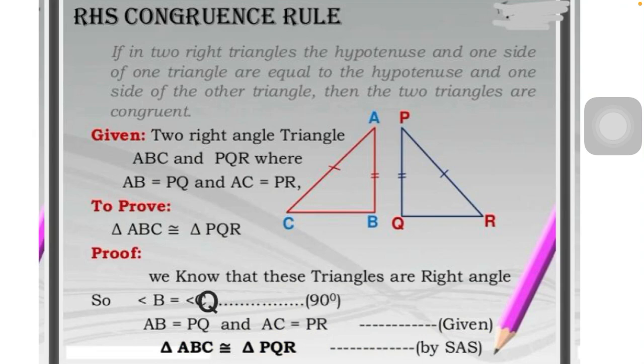So for that, what will I write? I will write first my angles, angle B and Q, which are 90 degrees. Then the given sides which are equal, that is AB equals to PQ and AC equals to PR. Then I will write that my triangles are congruent by RHS rule. So this is it, everyone. These are the types of congruency rules you should remember to make the triangles congruent. The first one is SSS, the next one is SAS, then ASA, AAS, and the last is RHS. These congruency rules will help you to make the triangles congruent.